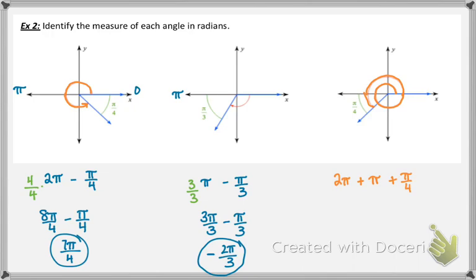And again, need a common denominator in order to add. So I'm going to make all the common denominator 4. So that's going to give me 8 pi over 4 plus 4 pi over 4 plus pi over 4. Or you could have added the 2 pi and the pi to get 3 pi. Okay, so that's going to give me 13 pi over 4. So 13 pi over 4 would be the measure of that angle.